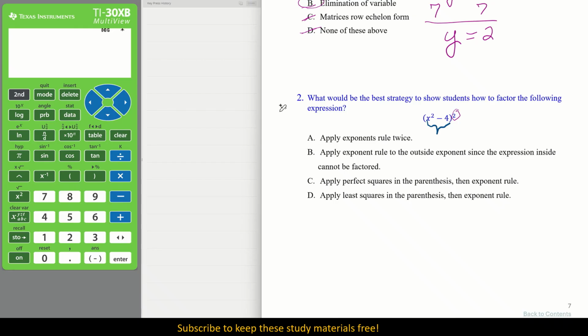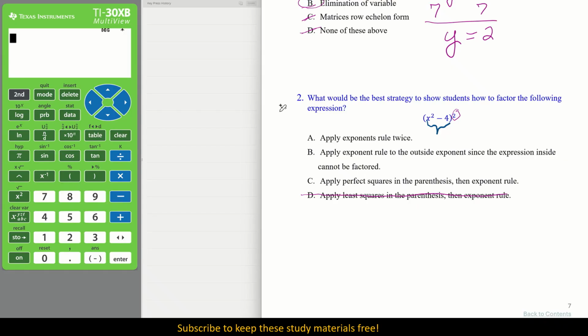Okay, that's going to be the perfect square rule. Yeah, perfect square, not least squares. Remember, that's a whole other topic. Least squares, think about what your least squares is. That's not going to be part of what we're doing. Okay, go back up to A. I kind of skipped my process there.